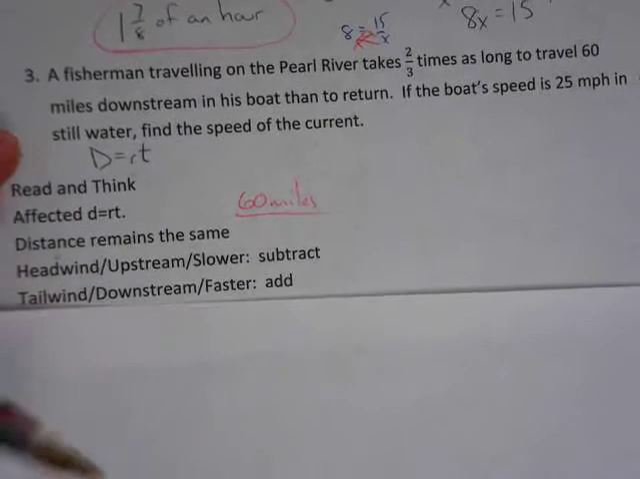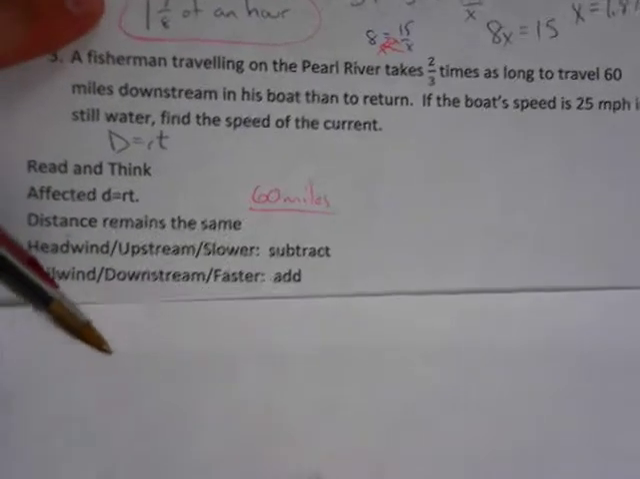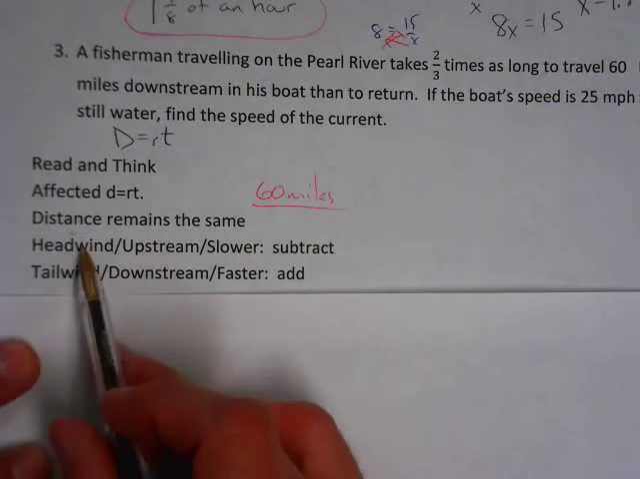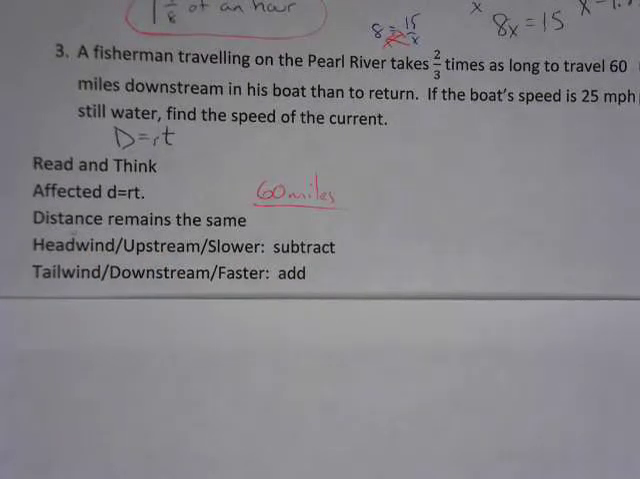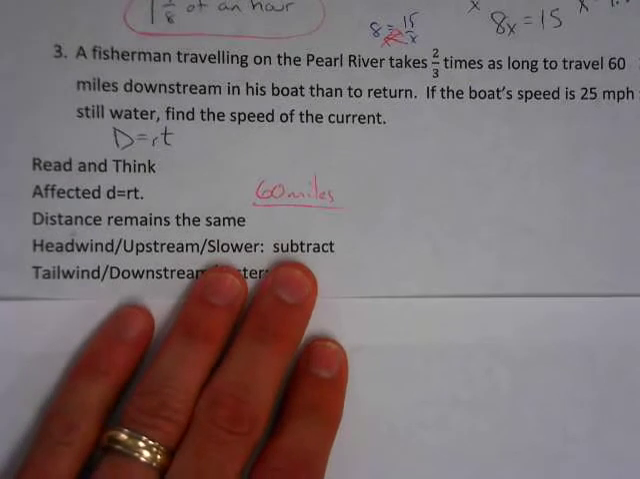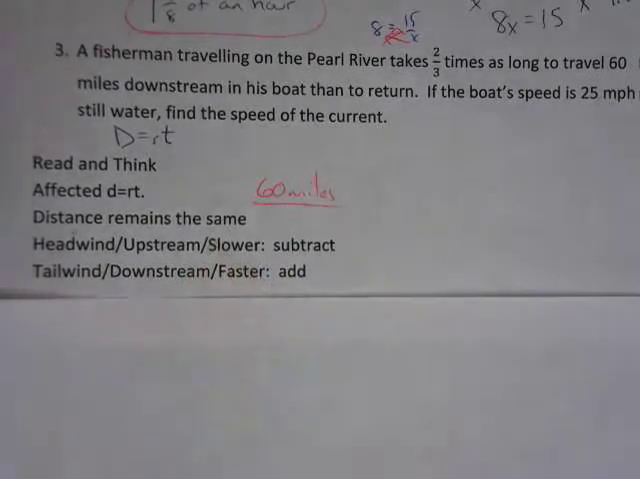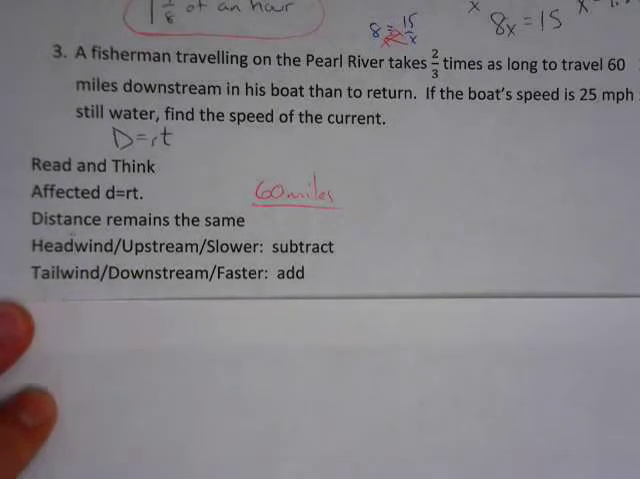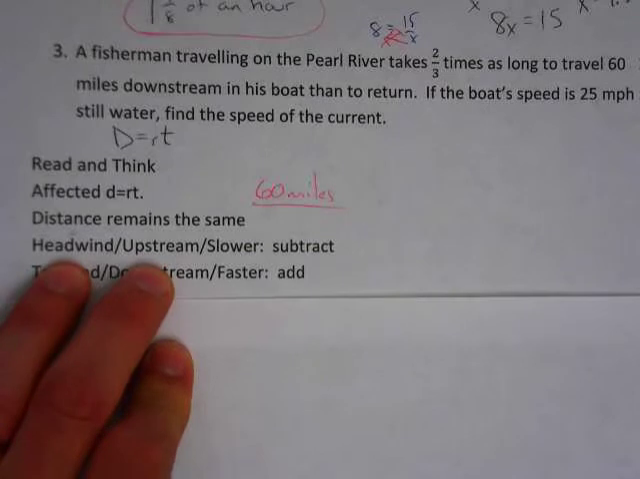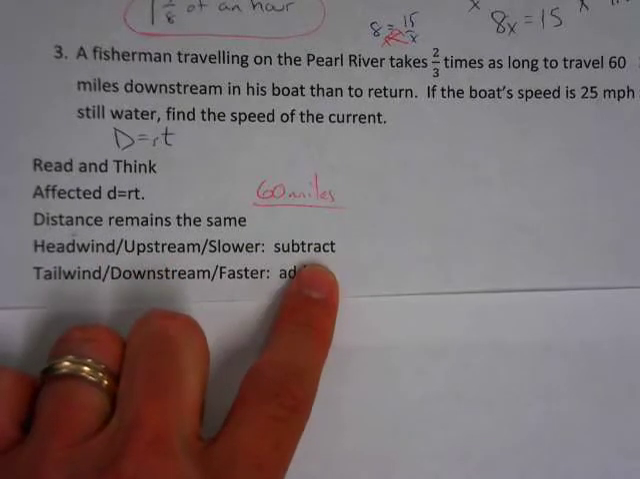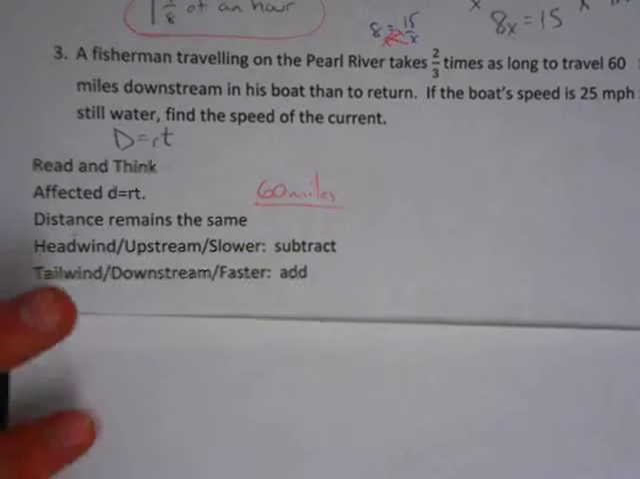So here's a couple notes that you want to think. Whenever you're dealing with upstream or a headwind or something that's making things slower, we're going to end up subtracting something you'll see in a second. So when we read downstream, upstream, downstream means it's going faster. The current's making it go faster. You might experience a word problem that has something to do with headwind or tailwind. It's the same type of thing. Headwind is what you're pushing against. Tailwind is what's helping you. Okay, so when it comes to speeds, headwind and upstream, they're slower speeds. So we're going to end up subtracting a speed. Tailwind and downstream, they're faster. We're going to end up adding a speed.